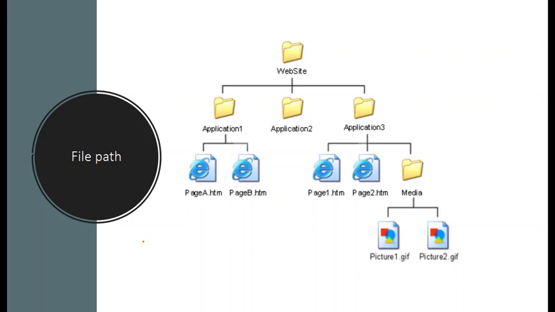Next, the concept of file path. A file path is simply the series of folders and subfolders you need to go through in order to access a particular file, right? So, for example, if we wanted to access this particular file, then we need to go from the website directory to the applications 3 directory to media and then access the file of interest.